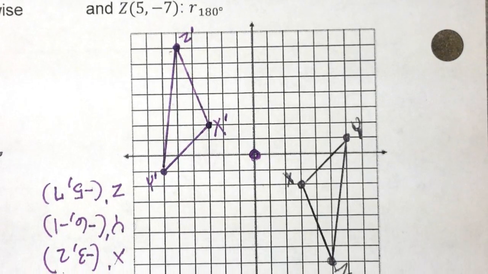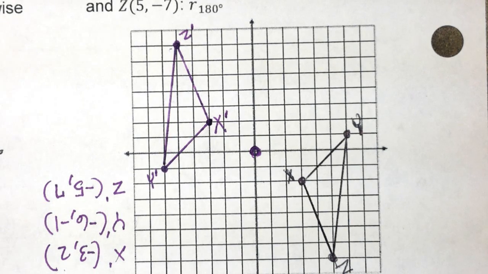So that's that one. Like I say, it should look like a rotation. It shouldn't look like a reflection. It should look like an object spin on your graph.